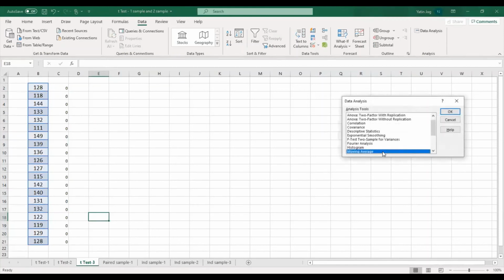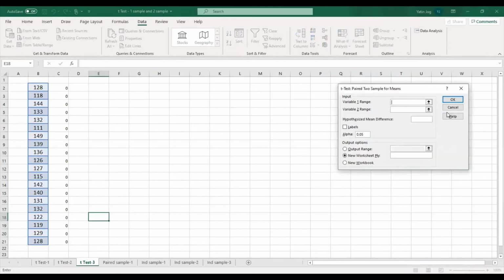Now go to Data Analysis, and choose t-test: Paired Two Sample for Means. Click on OK. Then Variable 1 Range is my actual variable. Variable 2 Range is my 0 variable. Then the hypothesized mean difference. What is my H0? Mu is equal to 120, correct? So I have to mention that as the hypothesized mean difference. That is my expected mean, my H0, that is 120.